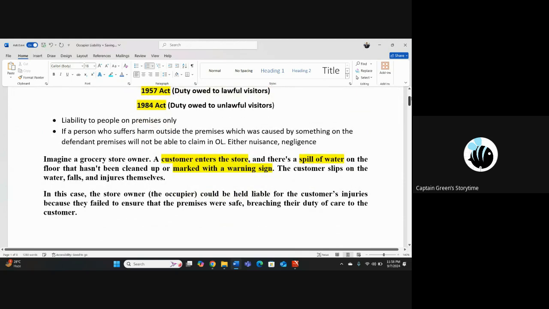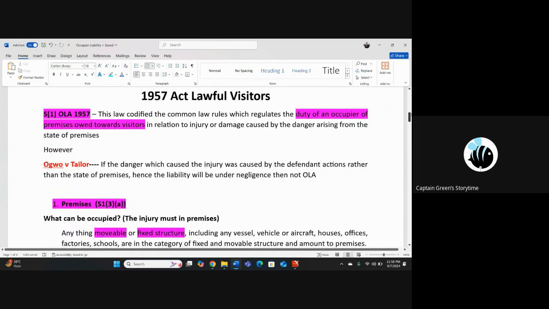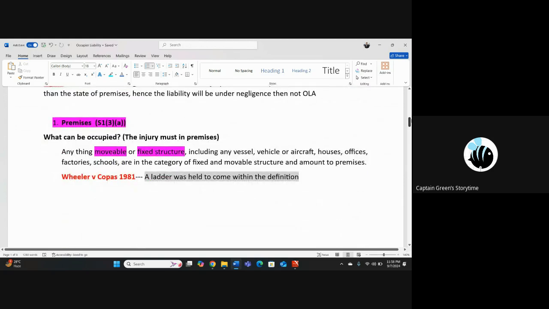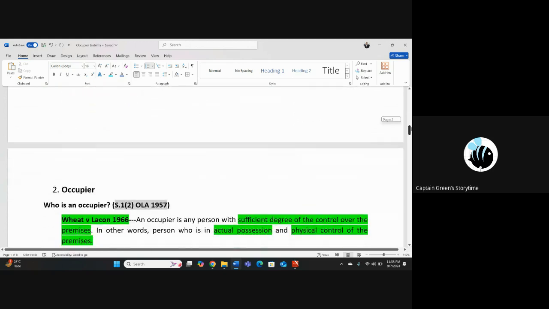Then we also studied that injury must be caused by the state of the premises, not by the action of the defendants on the premises. And when the injuries are caused outside the premises, then there will be no liability. The injury must be caused inside the premises or on the premises. Then we studied the Ogbo-Taylor case. First of all, we came to the premise of what a premise is, and any house or office is included in premise. We studied the case of Wheeler. We stated that a ladder was held to come within the definition.